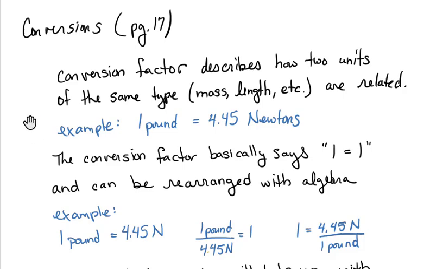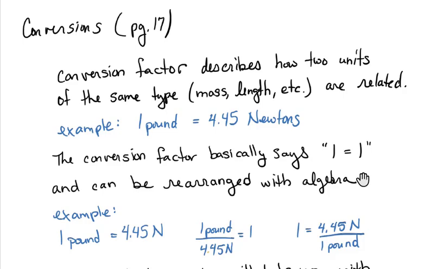So a conversion factor describes how two units of the same type are related. And so my example that I want to use right now is 1 pound is equal to 4.45 newtons. And that's something you can get out of a table of conversion factors. I usually just go to the front and back covers of a textbook to get them. And a conversion factor is just a weird way of saying 1 equals 1. Because aren't these just different ways of saying the same amount of force? But here we're using pounds to measure it, and here we're using newtons.